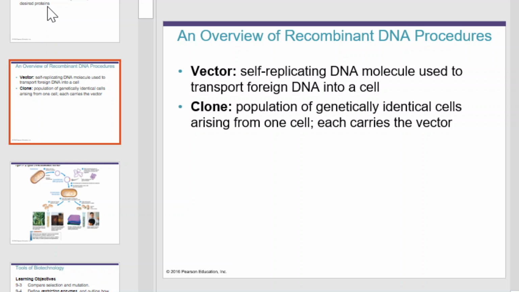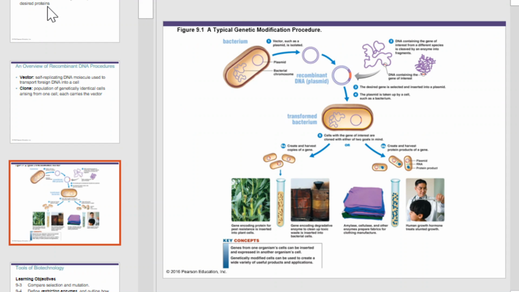Often, a vector will be needed when inserting genes of our own choosing into a new host. A vector is a self-replicating DNA molecule used to transport foreign DNA into a cell. A clone is a population of genetically identical cells arising from one cell. Each clone typically carries the vector. This is an illustration of a typical genetic modification procedure.